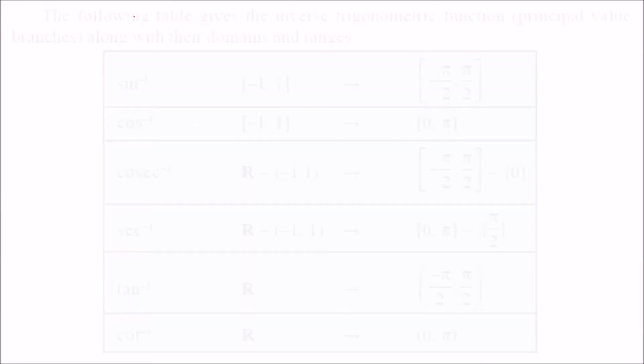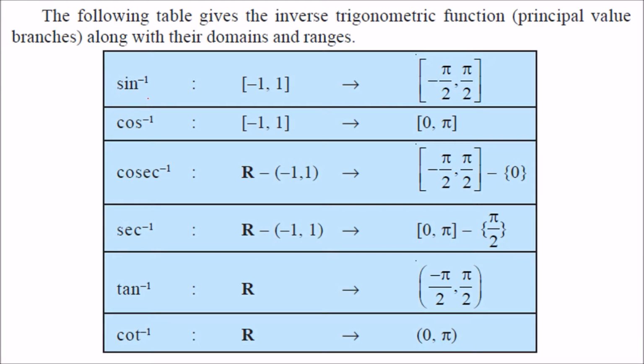So this is the summary of the inverse trigonometric function principal value branches. For sine inverse, the domain is minus 1 to 1, cos inverse also minus 1 to 1, but the range of sine inverse is minus pi by 2 to pi by 2. We have taken these as principal value branches. Minus pi by 2 to pi by 2 for sine inverse, and 0 to pi for cos inverse.